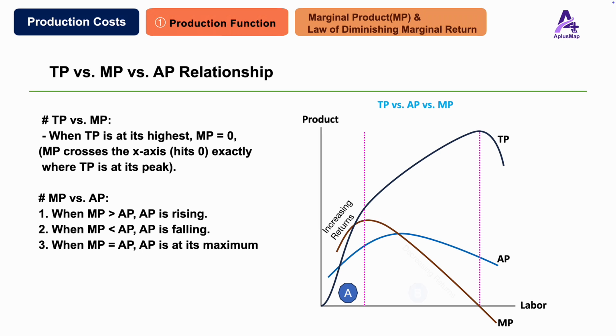Then you hit zone B. This is where diminishing returns kick in. MP starts falling, but it's still positive. Still adding cookies, just fewer. Right. So TP is still increasing, but slower now. It starts to curve over, and MP will eventually cross AP here.